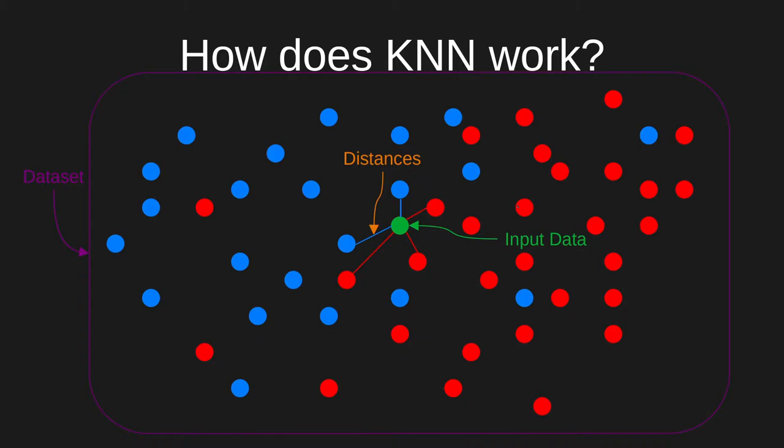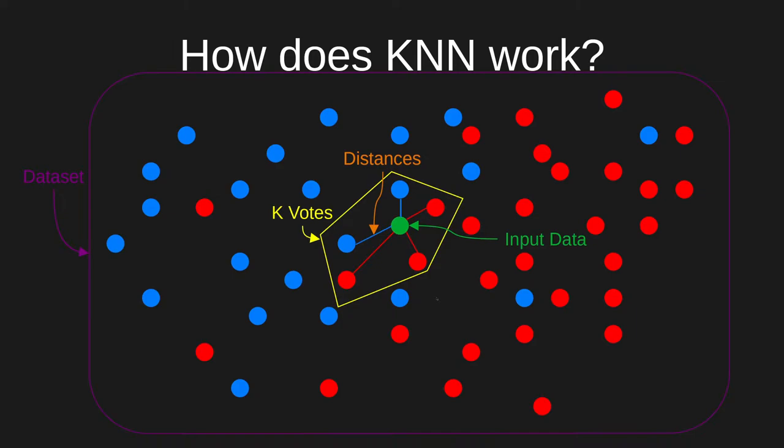So once you get all those distances, then you grab k votes, right? So you grab a k number of votes. This is why it's called KNN, k nearest neighbors. So you grab the k nearest neighbors. In this case, our k number would be 5, right? Because we grabbed the 5 nearest neighbors, the 5 nearest data points.